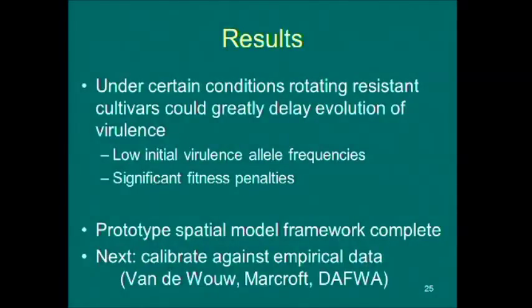But it only works if you have very low initial virulence allele frequencies, so it has to be done proactively. There's no point coming in once you've already got a bit of a problem. And it all works much better, of course, if you've got some fitness penalties to keep things going down as well. He's completed the prototype spatial model. That framework is done. The next step is to calibrate against some empirical data with Angela and Steve and possibly some people at DAFWA, to make sure it's giving real predictions that will be useful in the actual context.